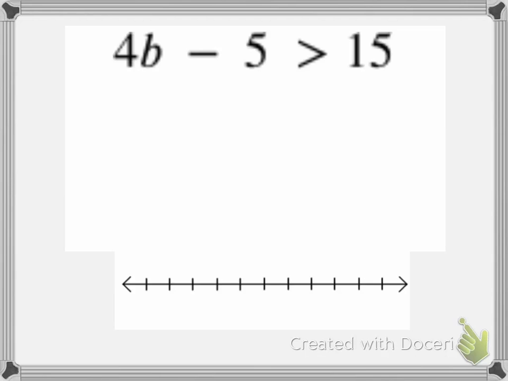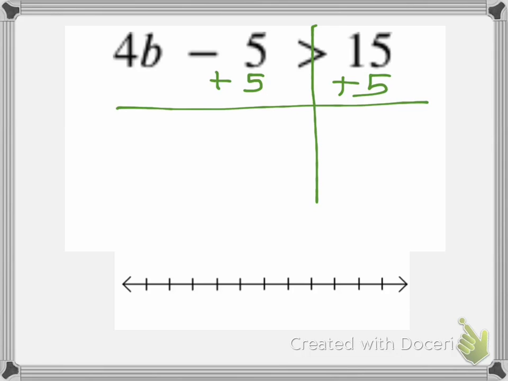Third example, 4b minus 5 is greater than 15. So I want to solve this inequality. So the first thing I have to do is add or subtract. So I'm going to do the inverse operation of subtract 5. So that will give me add 5. So the -5 and +5 eliminate. That leaves me 4b on the left side is greater than 15 plus 5, which is 20.